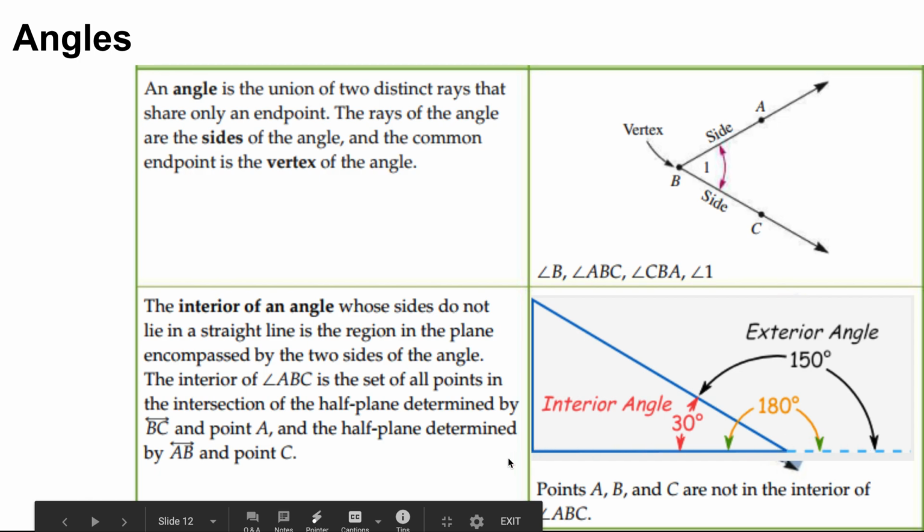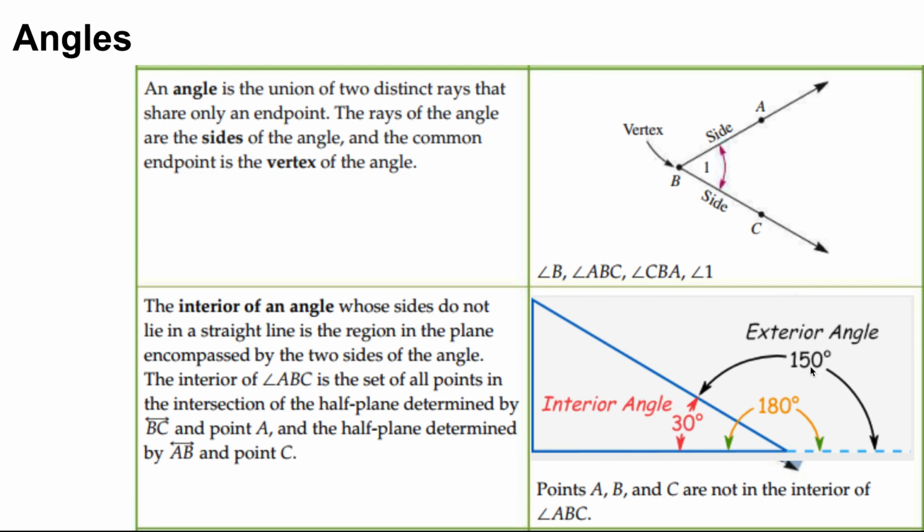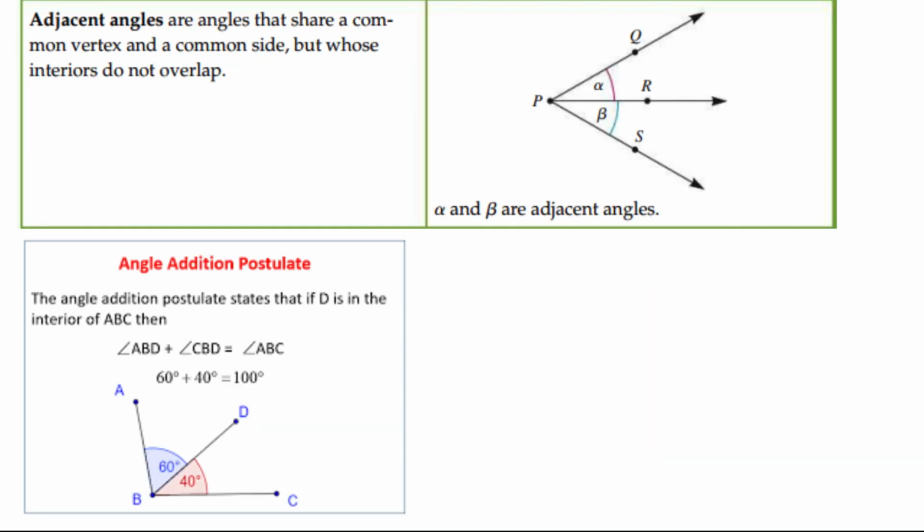Okay, so from 180 degrees, if this angle here of the triangle is 30 degrees, the exterior angle has to be 150. So when you add them together, you're going to get 180. We call these two angles, 30 degrees and 150 degrees, supplementary angles because the sum of these two angles is 180 degrees. Okay, we will talk about that later. Right now, just know that the sum of the interior angle and exterior angle is 180 degrees.